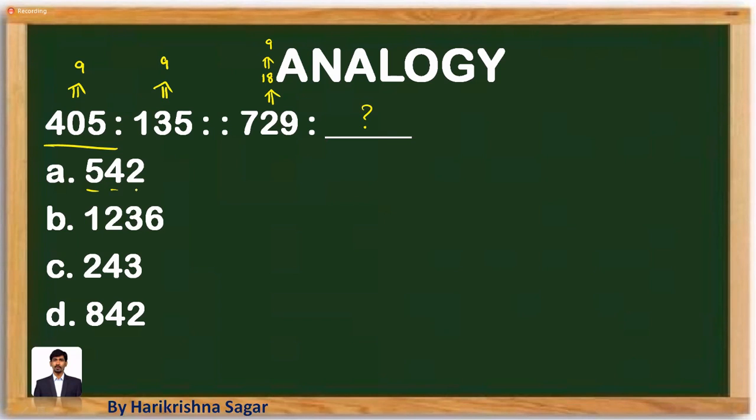Look at the first one, 5, 4, 2. 5 plus 4 plus 2. What is the value? 5 plus 4 is 9. 9 plus 2 is what? 9 plus 2 gives a result equal to 11. Is it matching with 9? No, eliminate this. Look at this option.